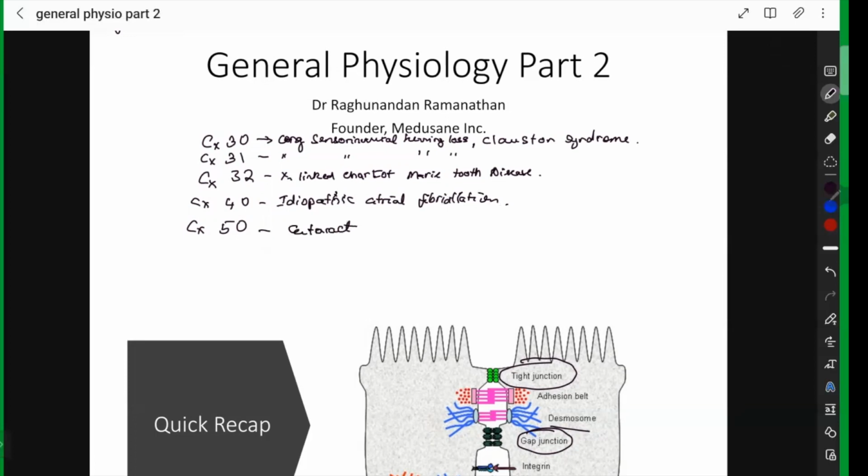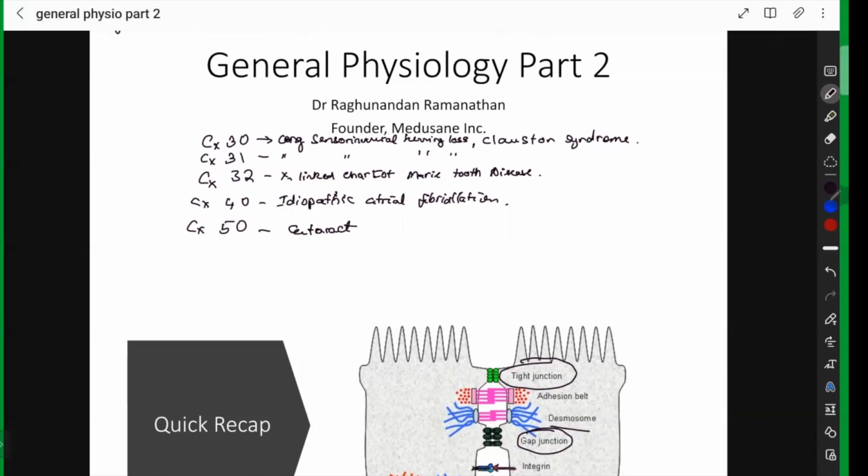Okay, very simple. 5 connexins you are going to remember. CX30 deals with congenital sensorineural hearing loss and Clouston syndrome. 31 deals with congenital sensorineural hearing loss. 32 deals with X-linked Charcot-Marie-Tooth disease. 40 deals with idiopathic atrial fibrillation. 50 deals with cataract. So simple, isn't it, guys?